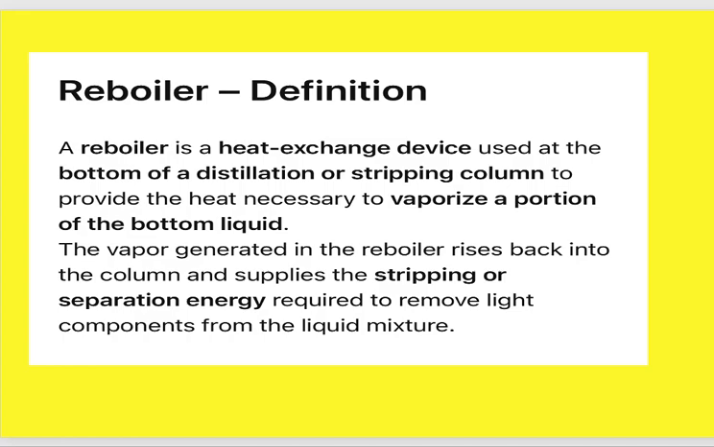Reboiler definition: a reboiler is a heat exchanger device used at the bottom of a distillation or stripping column to provide the heat necessary to vaporize a portion of the bottom liquid. So you need to add heat, or Q, to vaporize part of the feed going to the distillation column or the stripper tower. The vapor generated in the reboiler rises back into the column and supplies the separation with the energy required to remove the lighter components.